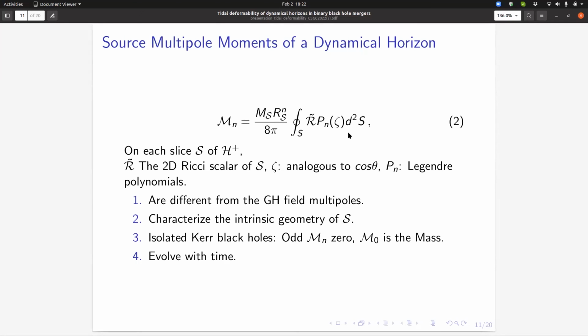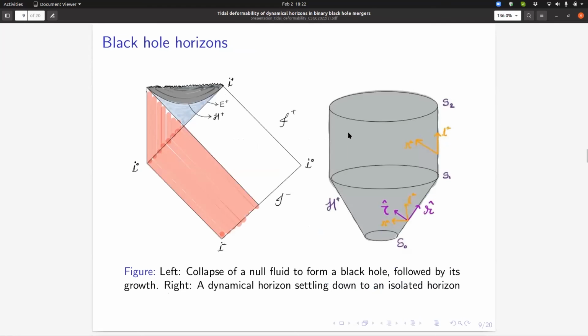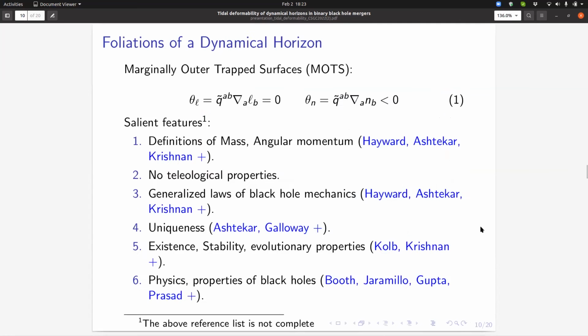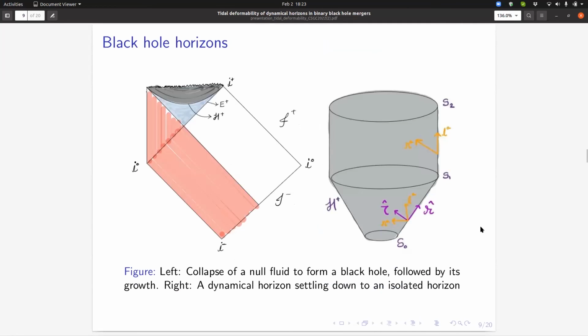S is just indicating that one is integrating over the two-dimensional slices labeled here as S0, S1, and so on. Yeah, but if I look at the left-hand side figure, you have a space-like surface. So how are these S's constructed? The right-hand side also shows a space-like hypersurface. It's only null after S1. After the null dust ceases to collapse, at this point, the horizon is isolated. So below S1, the horizon is dynamical and is space-like. Sorry, does that answer your question?